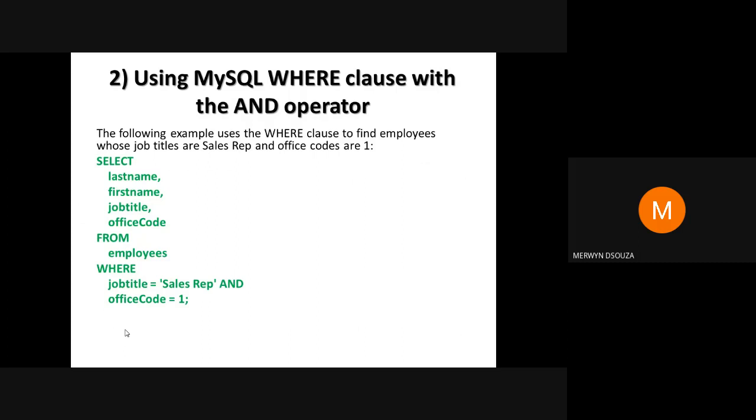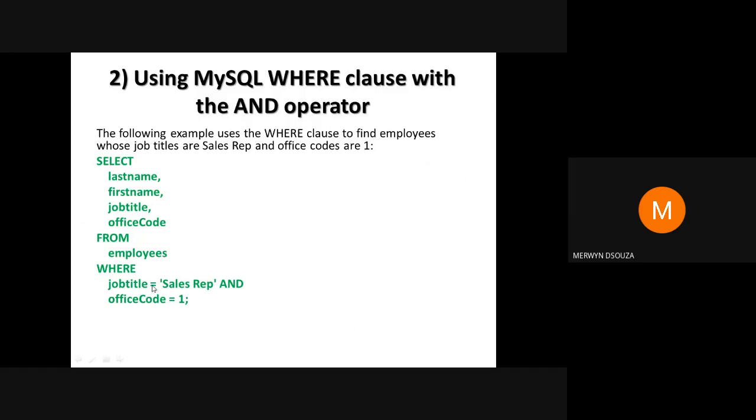Let's take one more example of the MySQL where clause. Now we'll see how to use the AND operator with the where clause. Let's write a query to find all employees whose job title is sales rep and who have the office code as 1. So we write select last name, first name, job title, office code, all the columns separated by comma, from the table employees where job title is equal to sales rep, because we want the job title as sales rep. And a second condition is mentioned: office code has to be 1.